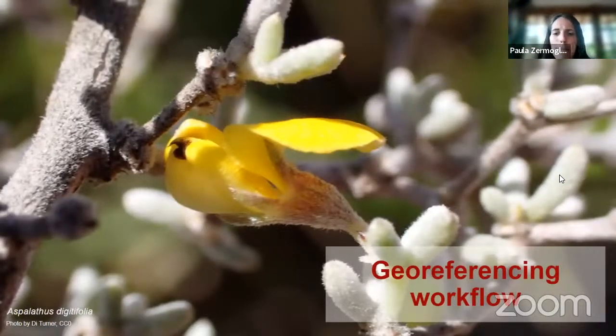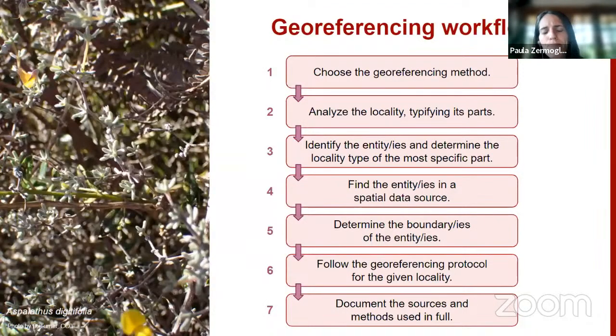So we're going to mention now what a georeferencing workflow should look like. This, thinking again about a georeferencing project. And during this course, we're going to focus on some particular steps of that georeferencing workflow. So what we should first do is choose a georeferencing method. This we can do at the dataset level for the whole project or for each record in particular. This depends on the dynamics of our project.